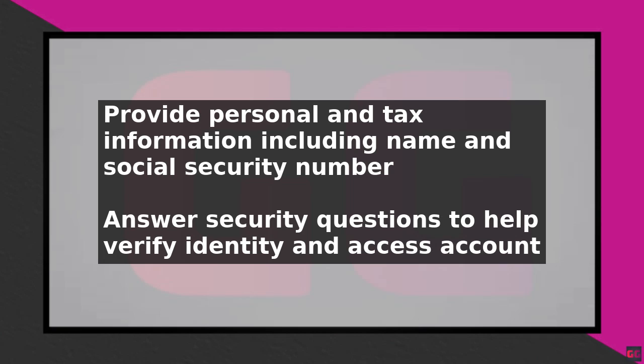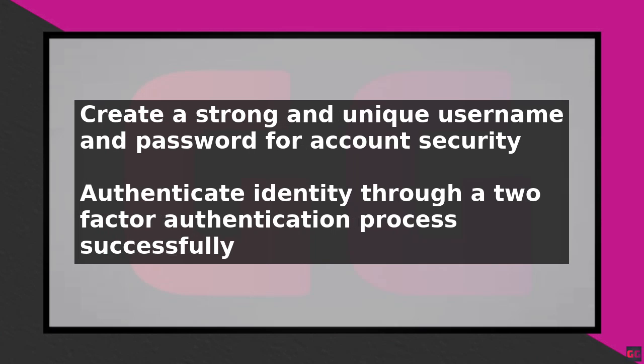You will then be asked to authenticate your identity through a two-factor authentication process. This may involve receiving a verification code via email or phone, which you will need to enter to complete the registration process. After authenticating your identity, you will have successfully created your IRS Gov account.